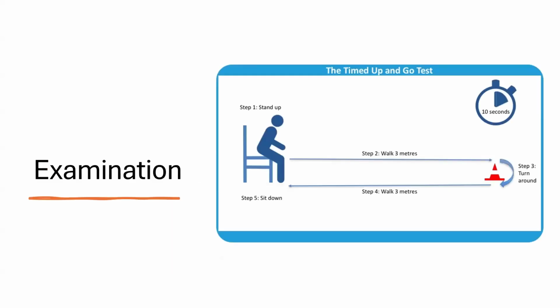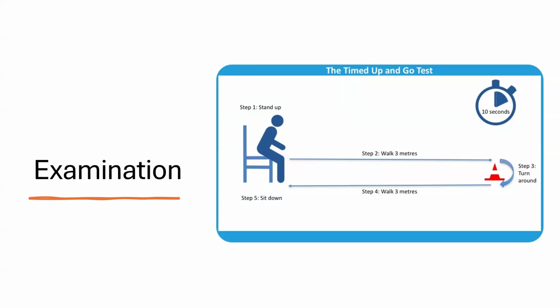So the timed up and go test forms an important part of the examination. And so with this test, you instruct the patient to get up from the chair that they are sitting on without using their arms. They walk 3 meters that you have pre-marked for them. They turn around, come back, and sit down. They should be wearing their regular footwear, and if they do use an assistive device, they should be using it during this test. And no physical assistance is supposed to be given to the patient during this test.